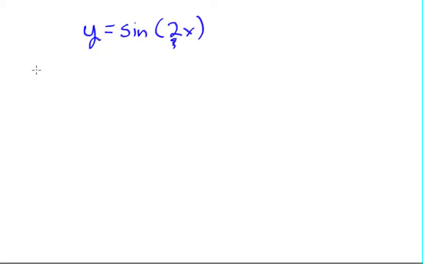And before we do anything else, we do need to find the period. So our period, we'll always use this formula. It'll be 2 pi divided by b. So in our case, that is 2 pi divided by 2, or just pi. That's our period. Now, when we set up our graph, we're going to use this new period.